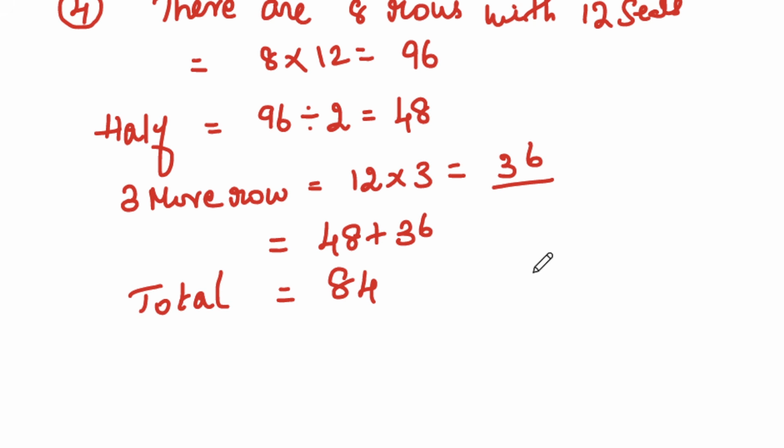You have to write the answer step by step, students. First write there are 8 rows, each with 12 seats. So 8 into 12 is 96. If half the seats were filled, then 96 divided by 2 is equal to 48. Next, 3 more rows were filled. Each row has 12 seats. So 3 into 12 is 36. So now the total people is equal to 48 plus 36 is equal to 84. Like that you have to complete the answer, students. Next.